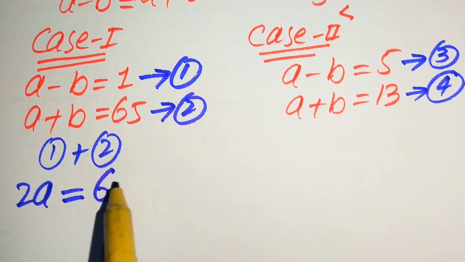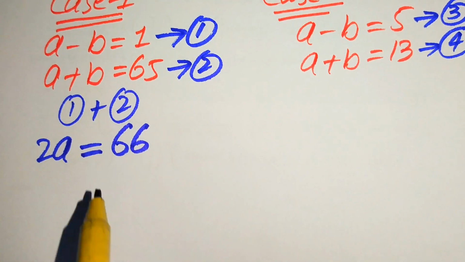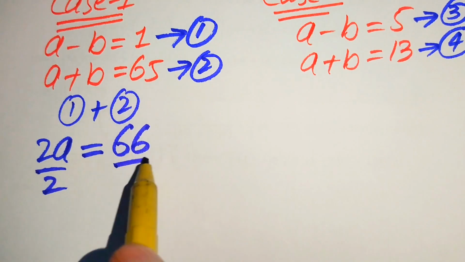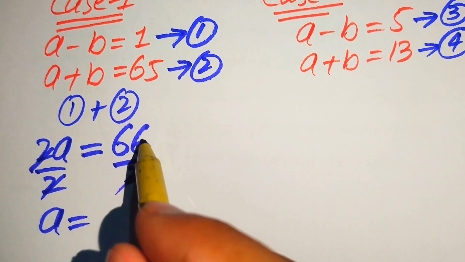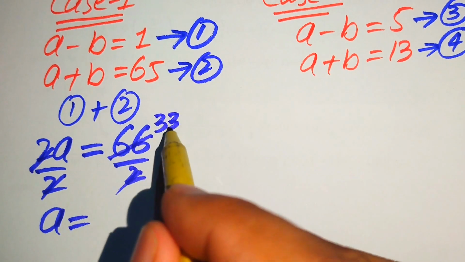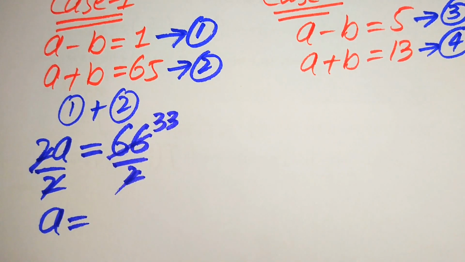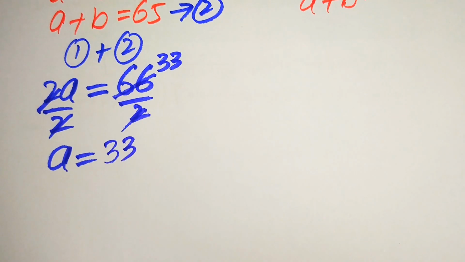1 plus 65 becomes 66. And now we divide both of the sides by 2. These 2 and 2 are gone, and we get here a is equal to, 2 times 33 becomes 66. So we get the value of a is equal to 33.